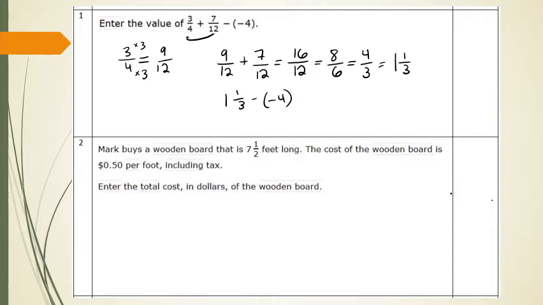Do you remember how you subtract a negative? Well, you can actually turn it into an addition problem by adding a positive. So I'm actually going to do 1 1/3 plus +4, which would give me 5 1/3 as the final answer. Take a moment and note if you were able to get that correct, or if you still needed some help with that.